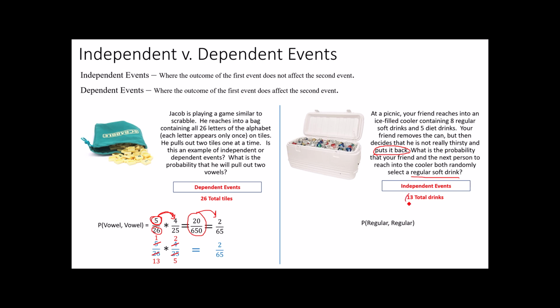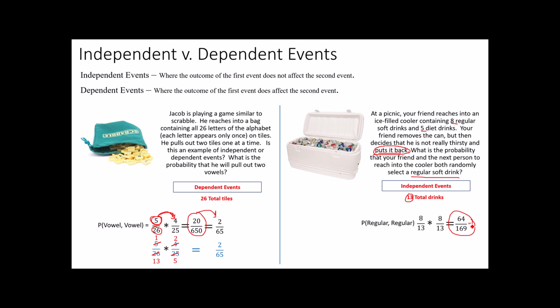We know there are 13 drinks altogether because there are 5 diet and 8 regular. So the probability of the first regular drink, 8 out of 13. 8 are regular out of the 13 total. Times, since he puts it back, the second draw still has 8 regular drinks out of 13, making your solution 64 out of 169. As I look at this, I can see there's nothing here that will cross simplify, so that is the only way I could solve this problem.